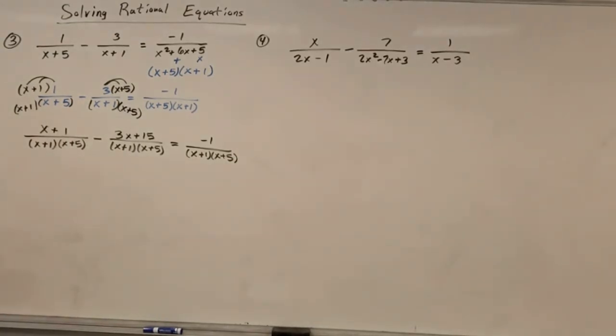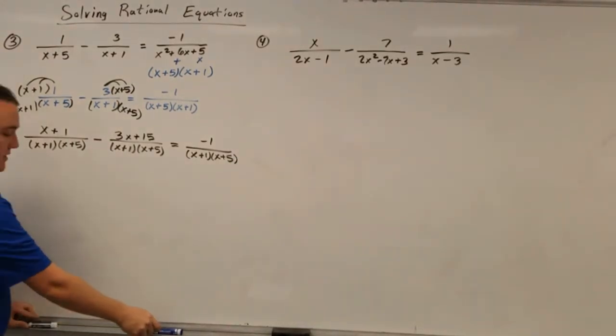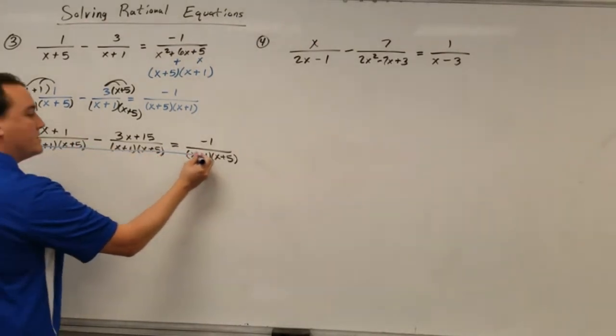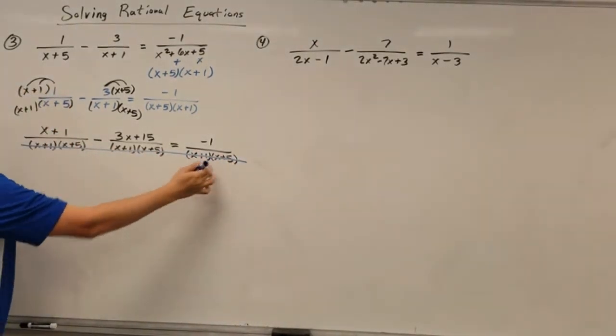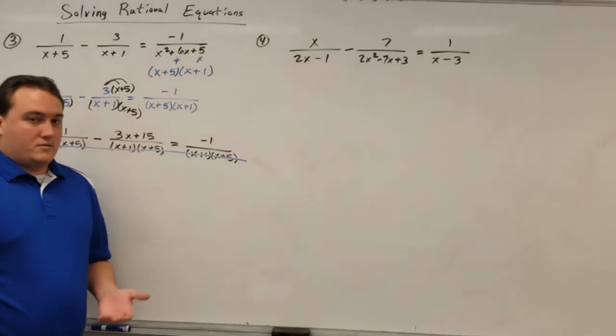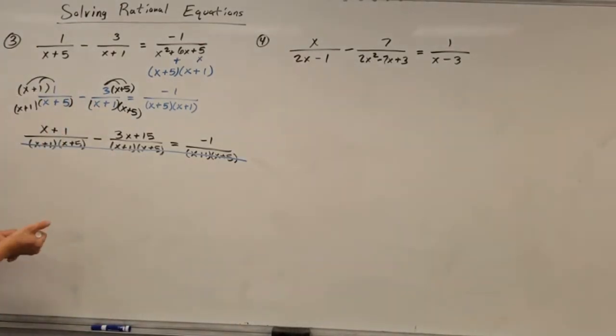Okay, so now that we have all the bottoms the same, we use our trick, cancel out all the bottoms. We just got to make sure in the end, neither of our answers are going to leave us with 0 on the bottom, because then we just get rid of it. Sometimes you get 0 answers, sometimes you get 1 or 2 or 3 answers. It depends on the problem.